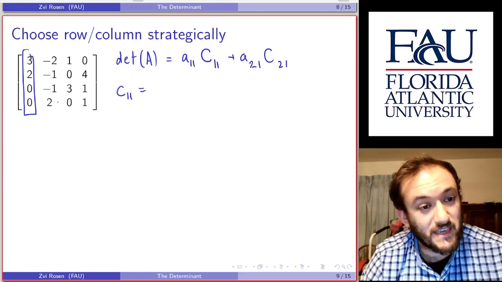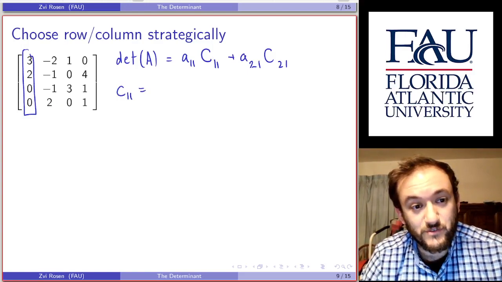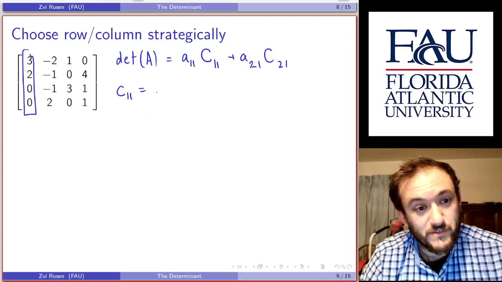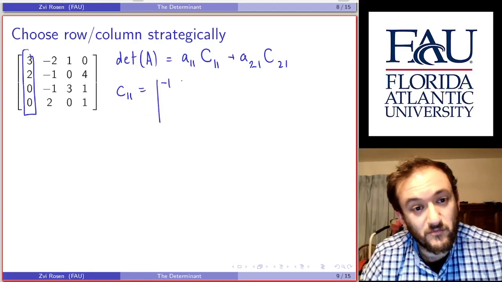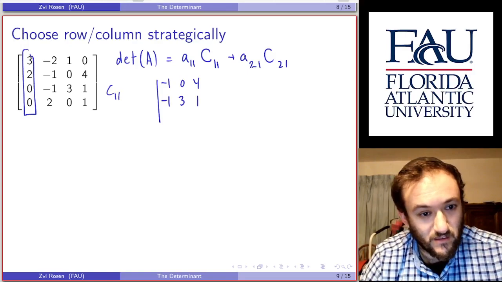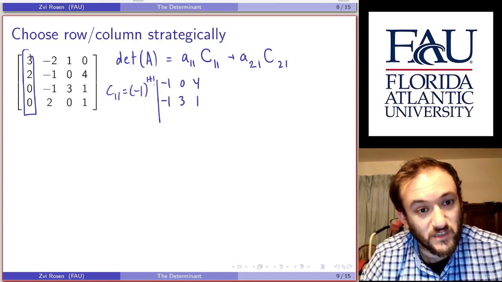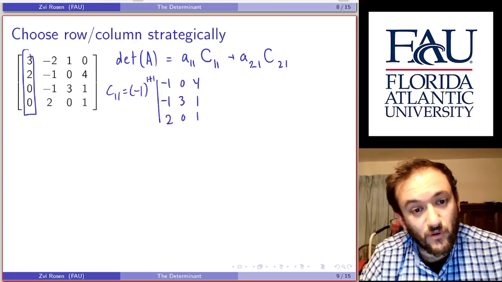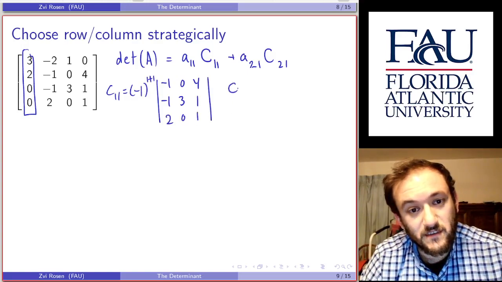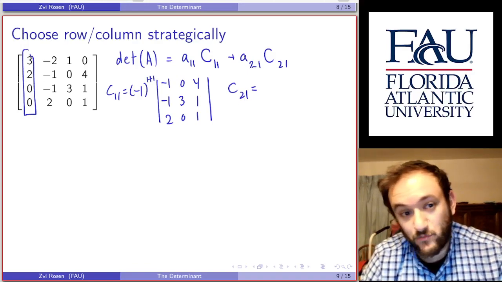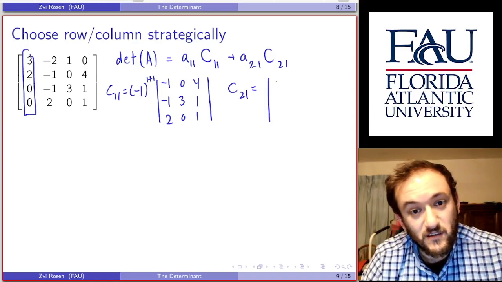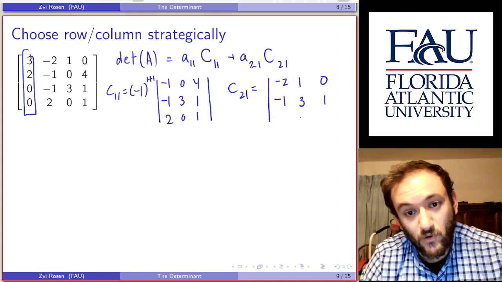So C11 in this case is what we get when we omit first row, first column. So that's minus 104, minus 13, and of course we need the sign factor, minus 1 to the 1 plus 1, and 201. And C21 is going to be equal to what we get omitting the second row and first column. So that gives us minus 210, minus 131, 201. Okay.